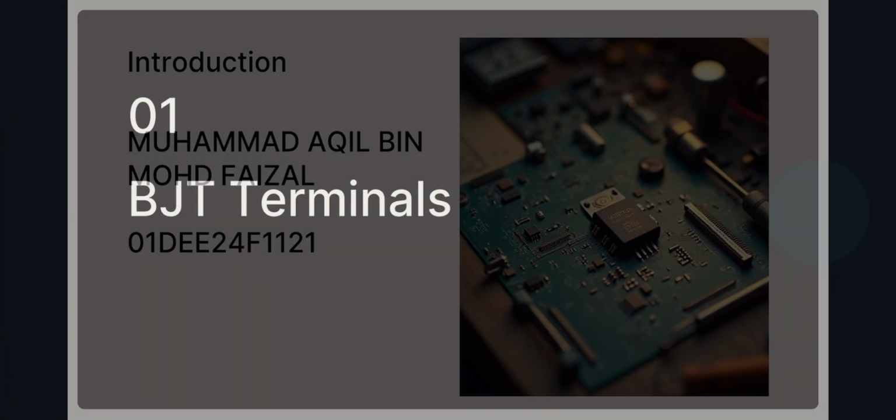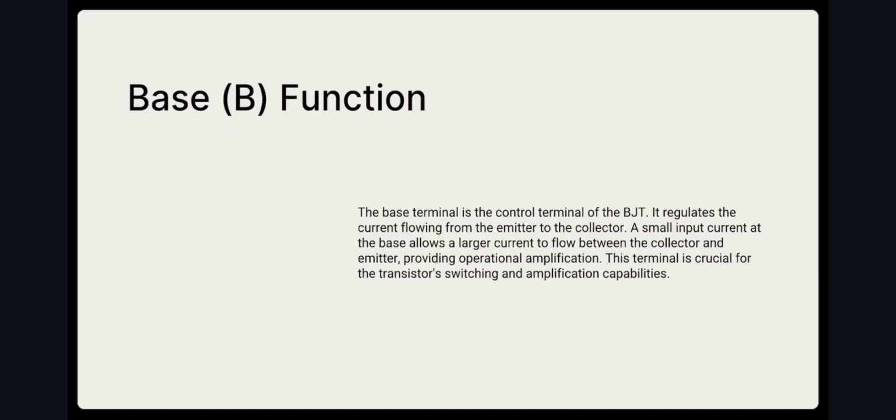Today, I want to explain the BJT terminals. B is base function. The base terminal is the control terminal of the BJT.